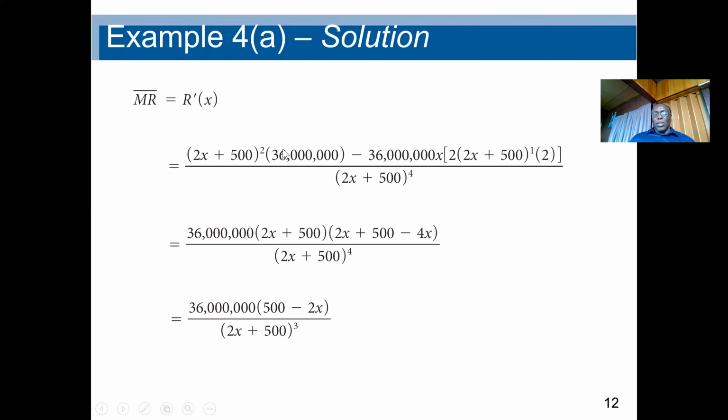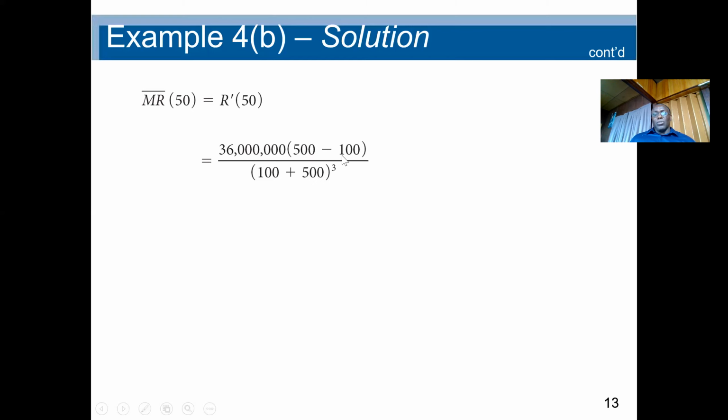Let's go back. We have 2x. So it will be 2 times 50. So this will give us 100 here, and this will also give us 100 here. So we have 100 and 100 because it's 2x and 2x. Then we can simplify this. We get 436 million. Here we get 600 to the power 3. We need a calculator here to do this. And the final answer will be 66.67.